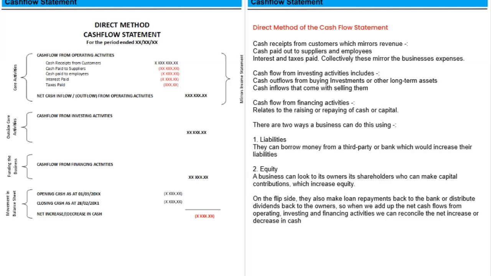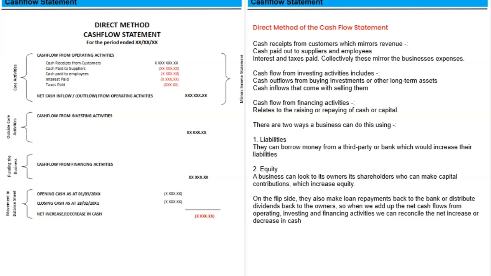Interest paid and taxes paid come from the indirect, non-operating costs of the income statement. We are only looking at the top section of the cash flow statement, cash flows from operating activities. Look at the illustration and see the layout of this section. It mirrors the income statement. The direct method of the cash flow statement is as follows. Cash receipts from customers, which mirrors revenue. Cash paid out to suppliers and employees, and interest and taxes paid. Collectively, these mirror the business's expenses.